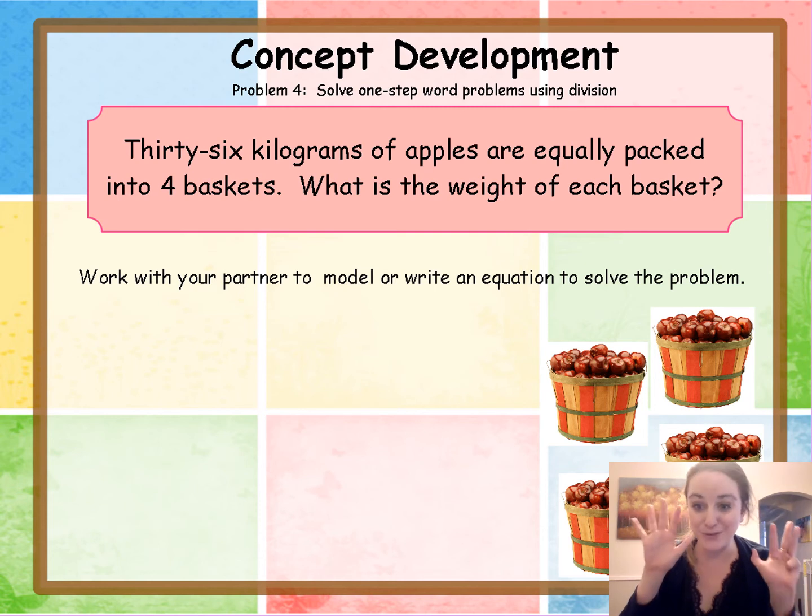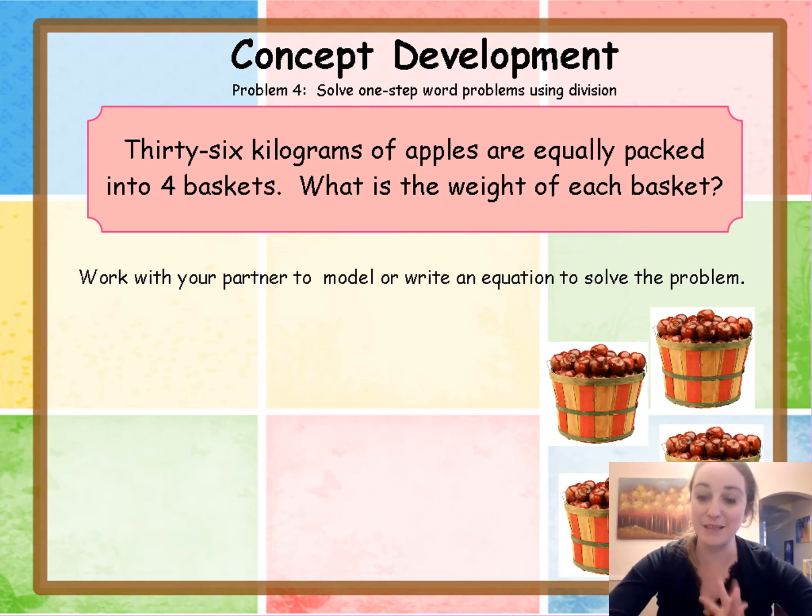I had to count 9 4s. That means the weight of each basket is 9 kilograms. I could also connect my division sentence and think, oh, 4 times 9 is also 36. You can use related multiplication facts to solve.